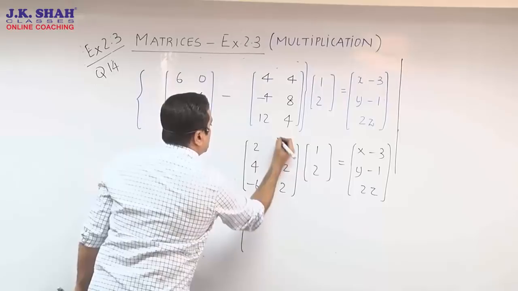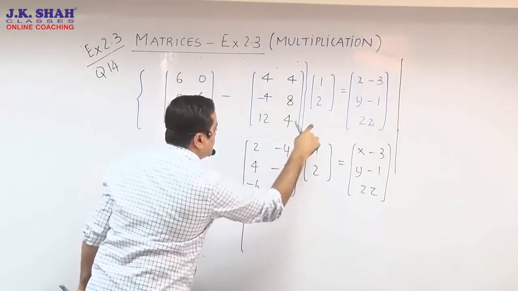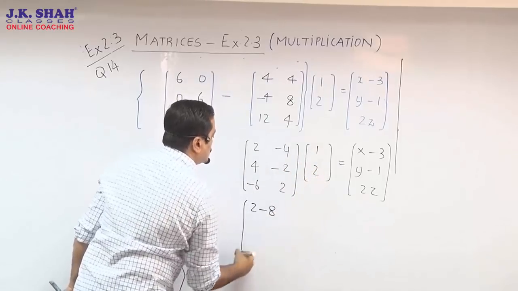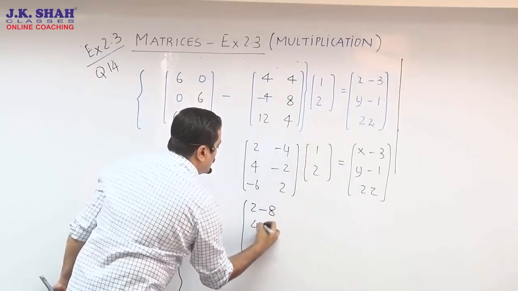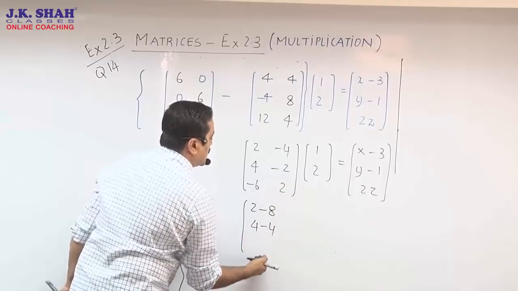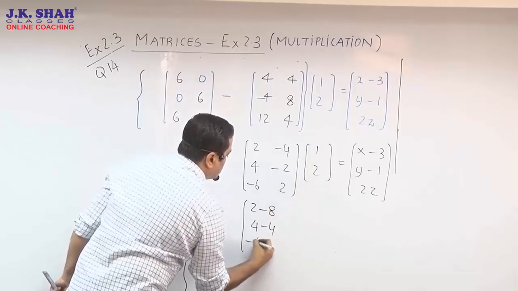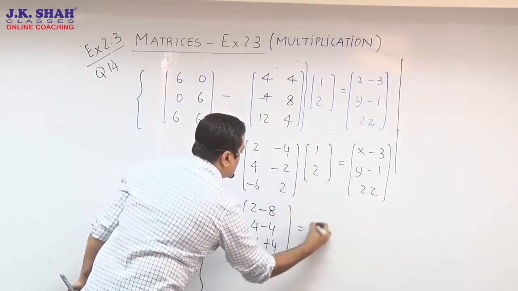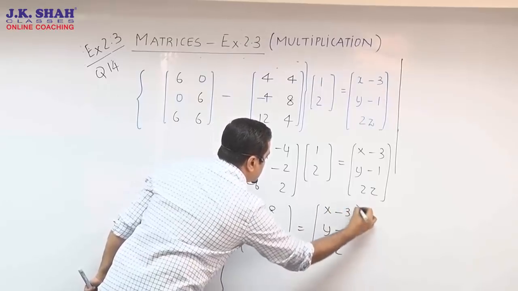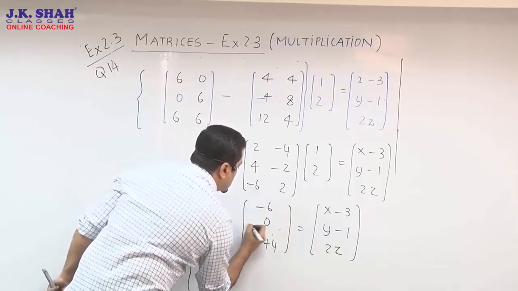So it's going to be R1 C1, so it's 2 minus 8. R2, next row, R2 C1, 4 minus 4. R3, coming to the third row, so here also you need to come to the third row, R3 C1, minus 6 plus 4. So finally, you're left over here with minus 6, 0, minus 2.